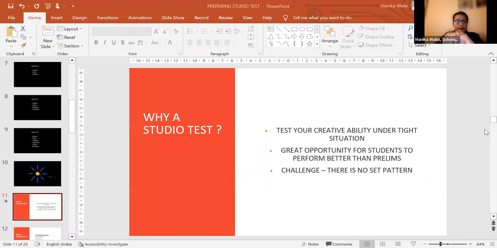There is no set expectation of how you will be evaluated, but primarily they check your creative ability.